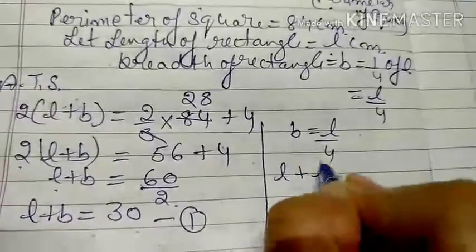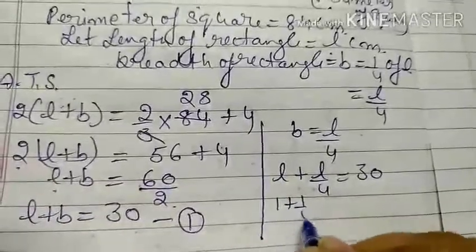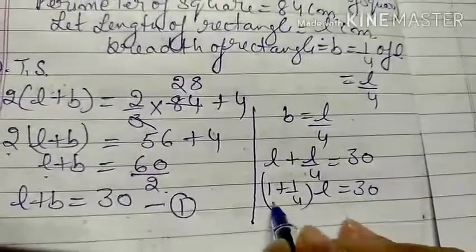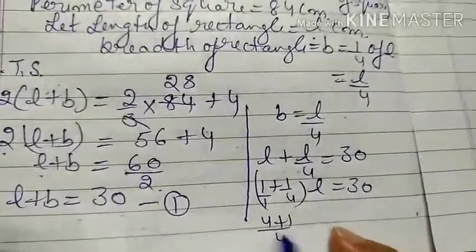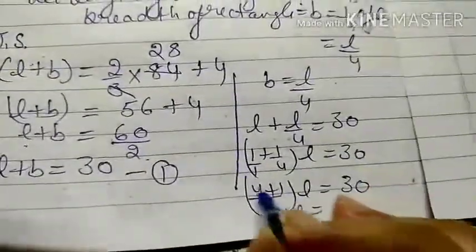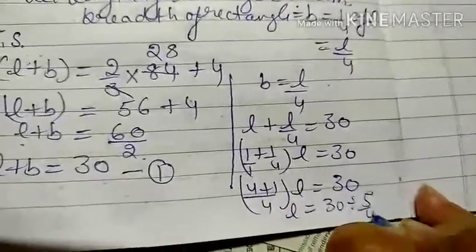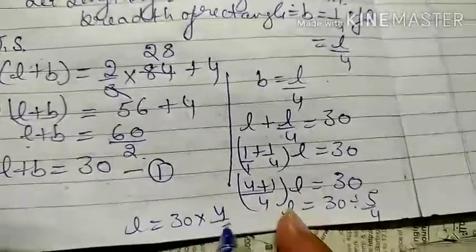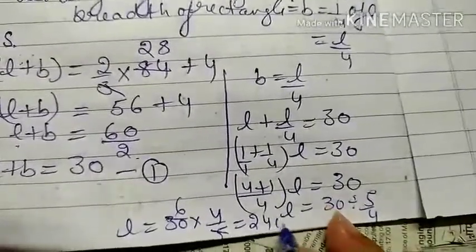L plus L by 4 is equal to 30. L should be taken as common. I will take the LCM. LCM is 4. We need 4 here. Then 4 plus 1 by 4. Then length is equal to, 4 plus 1 is 5, 30 divided by 5 by 4. And ultimately your length is 30 multiplied by 4 by 5. 5 6s are 30, that is 24 centimeter.